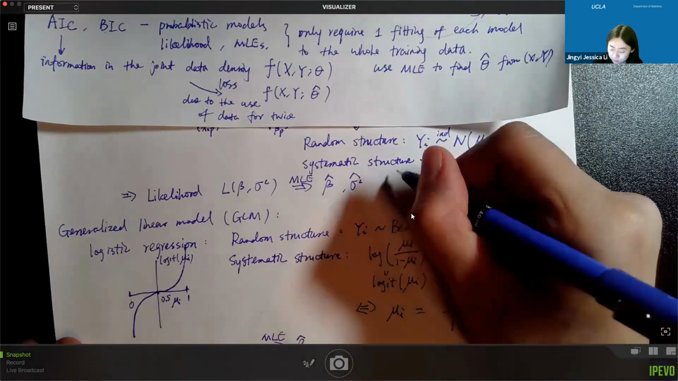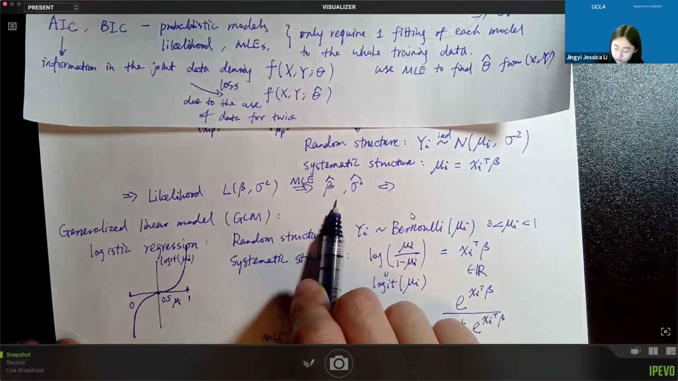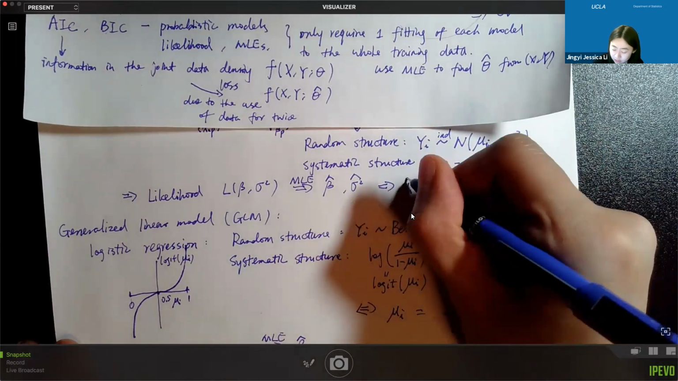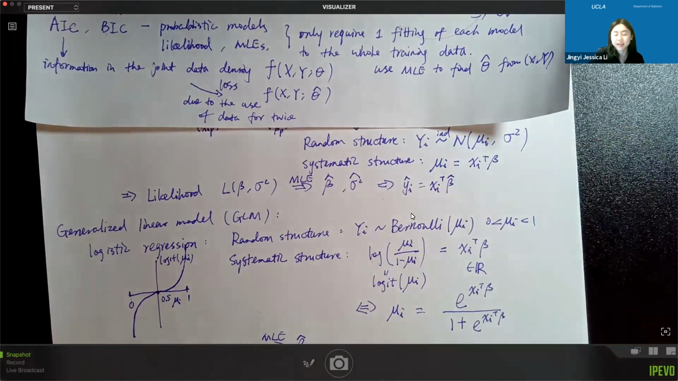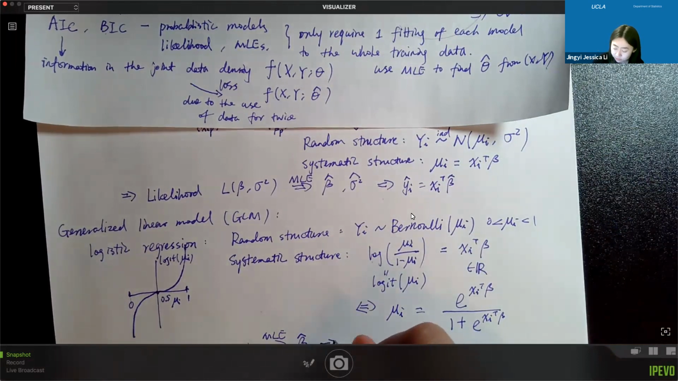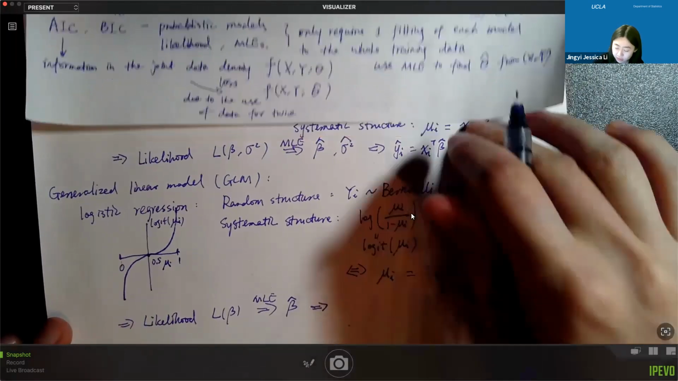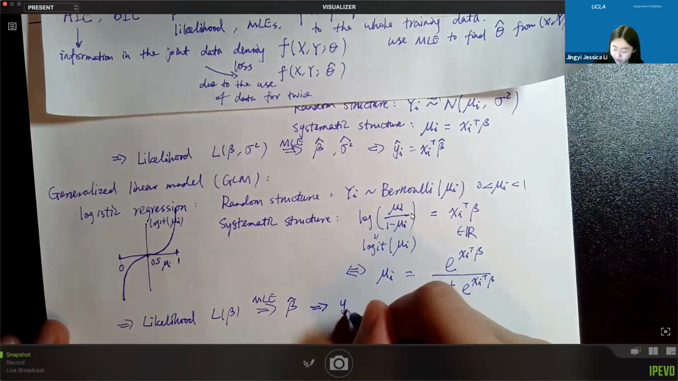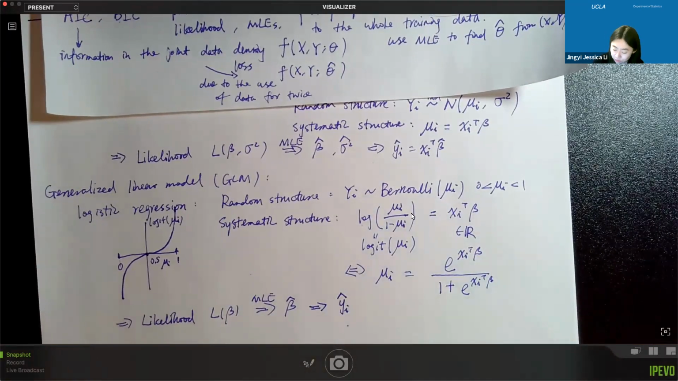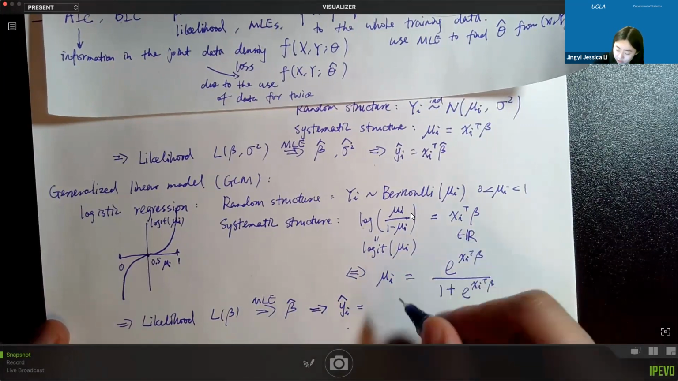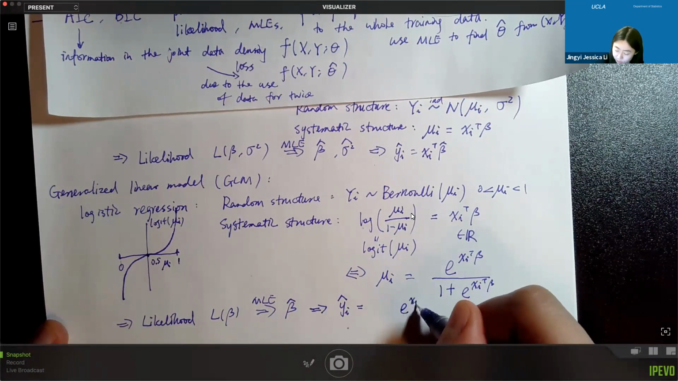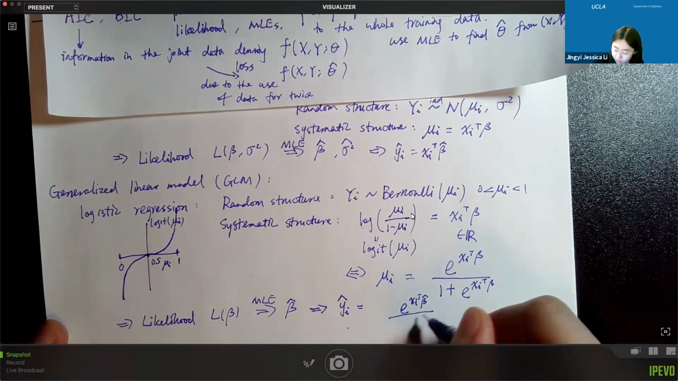Sorry, I didn't finish this part. With the MLE in the linear model, you predict y i hat as x i transpose beta hat. You use beta hat in place of beta to do the prediction. And then in the logistic regression, if you want y i hat to be binary, you are going to use this mu i prediction, which is exponential of x i transpose beta hat divided by 1 plus exponential of x i transpose beta hat.